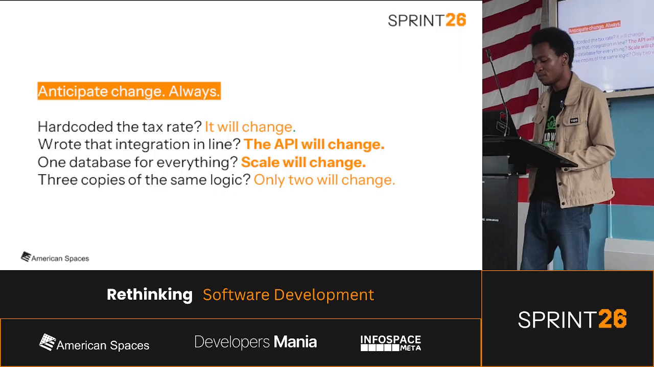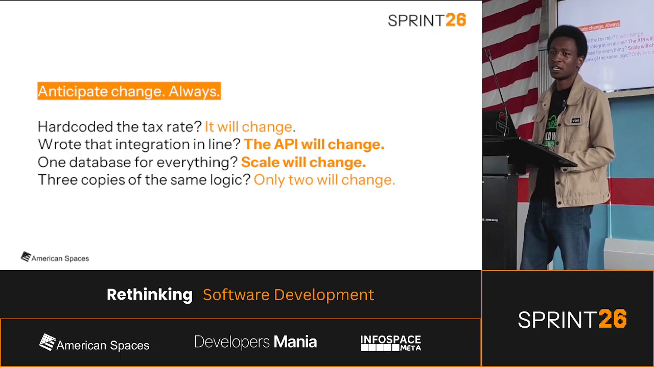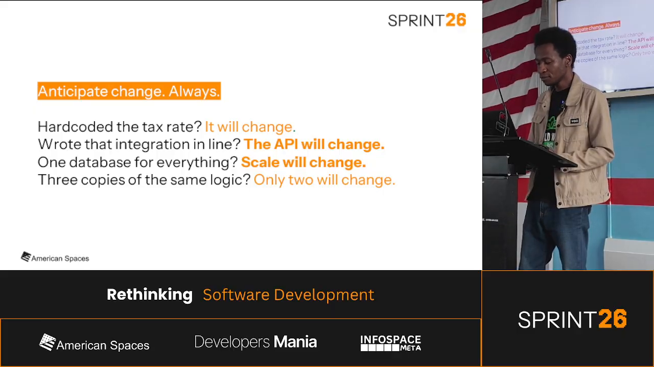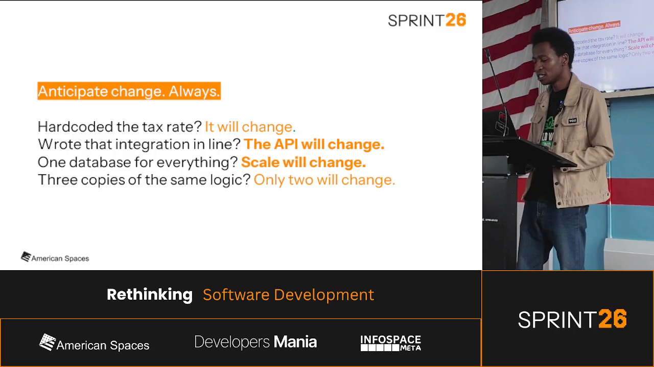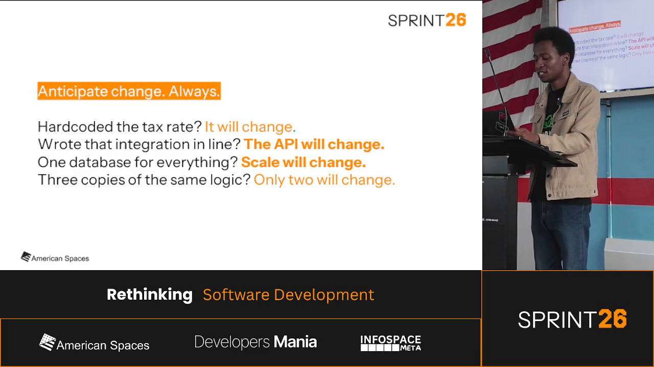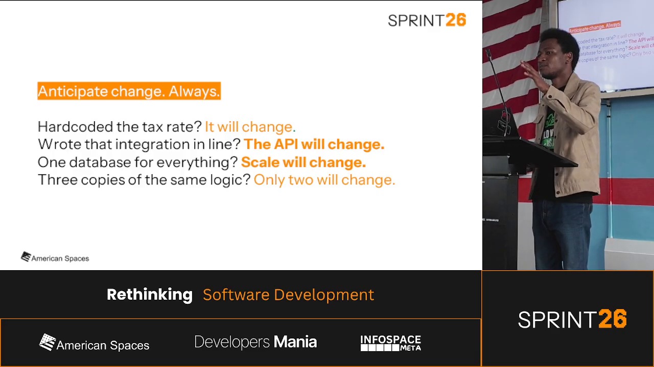Another thing, if you wrote the third-party integration inline, the API will change. They always do versioning, deprecation, rate limits. One database for everything, scale will change. What works at 1,000 users breaks at 1,000,000. Also the decisions like how you have programmed the database, what ORM you have used, will also affect how you do it. Three copies of the same logic, only two will change. The real horror of duplication is not the redundancy itself, but the fact that it drifts. None of these are about predicting the future. They are about respecting the fact that the future will surprise you. So construct in a way that you anticipate the change.